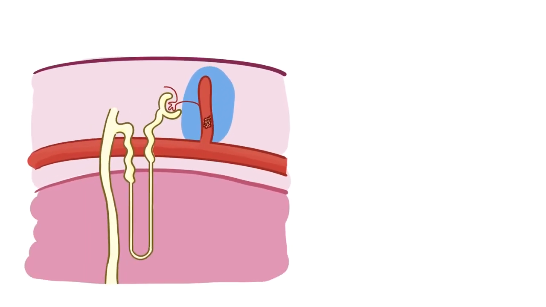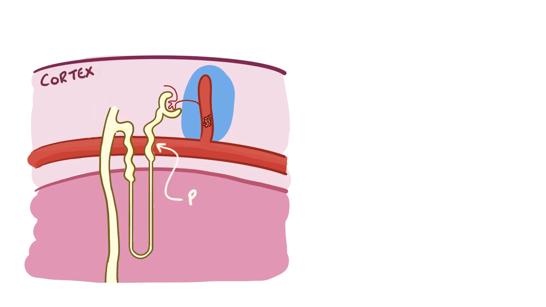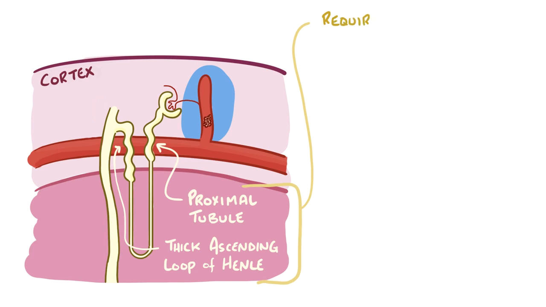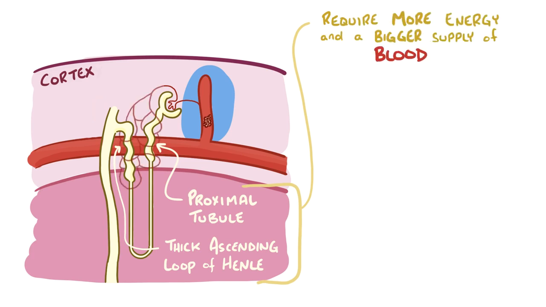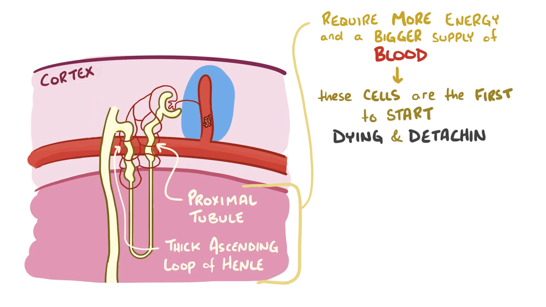Also, some parts of the nephron that happen to be in the cortex, like the proximal tubule and thick ascending loop of Henle, need more energy and therefore a bigger supply of blood to carry out their job of reabsorption. Since these cells are very energy demanding, having a reduced blood supply means that they're the first to start dying and detaching when there's renal ischemia.